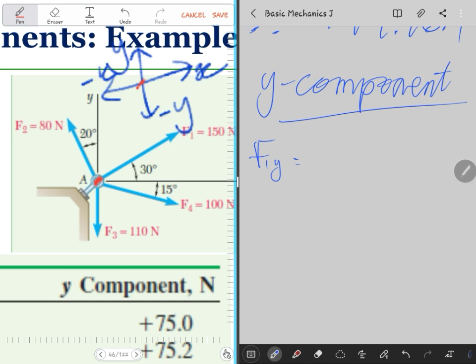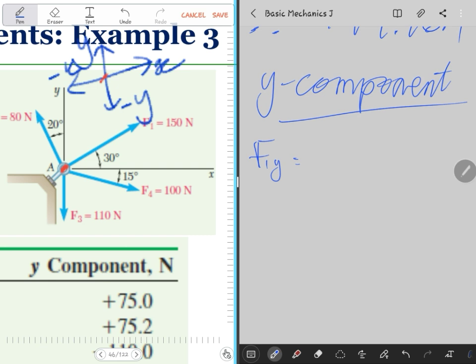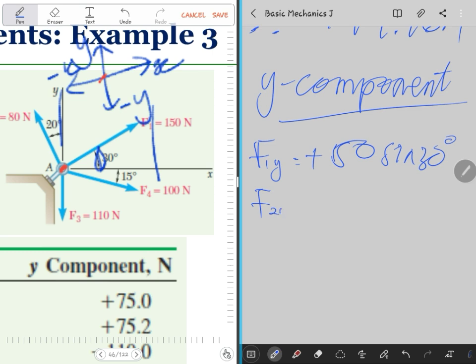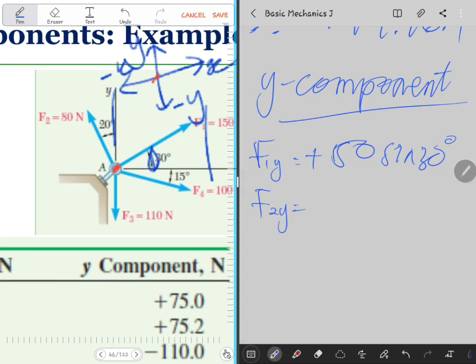So when you have this in mind, the direction, you will never skip the direction, you will never miss the direction. Okay. So now looking at the F1y, all will be positive, right? The magnitude of the force is 150, and we want the y component, the angle is here, so it will be the opposite side, sine, right? Sine 30 degrees. And then we have F2y. Looking at this F2, the y will be positive, it's still up here. The force is 80 newtons.